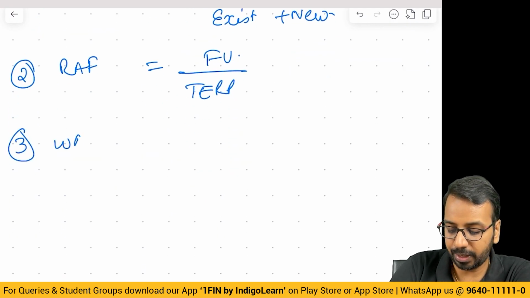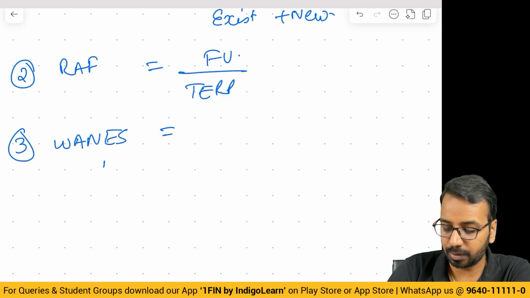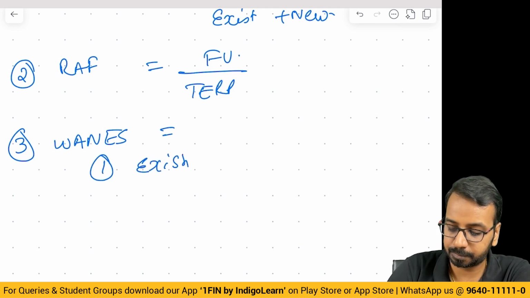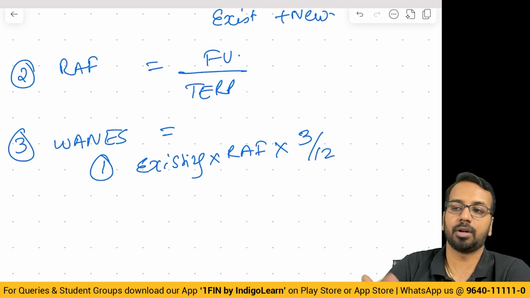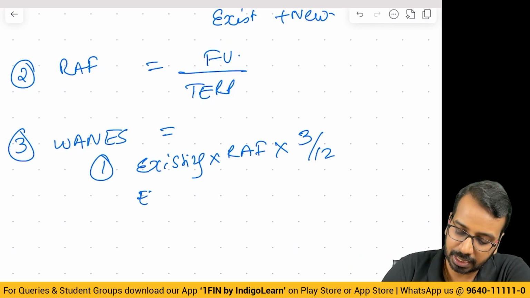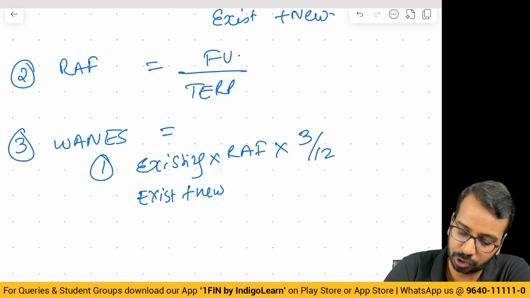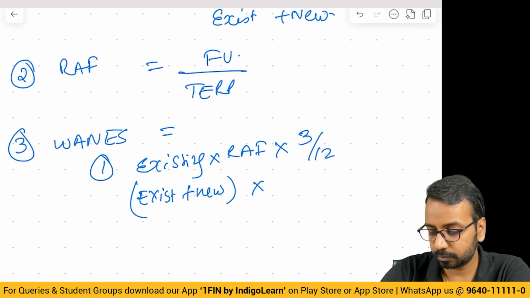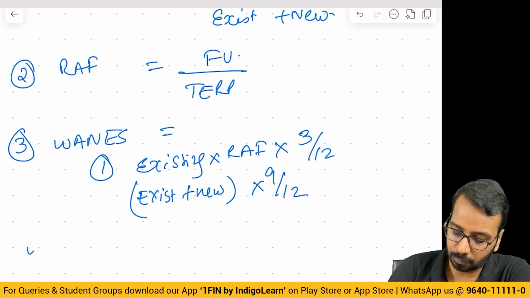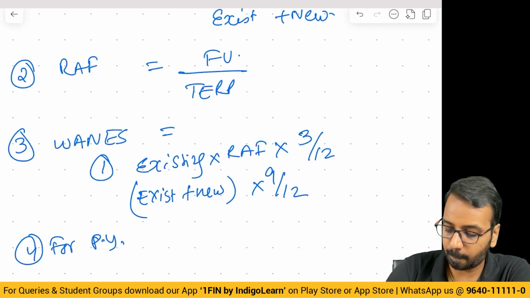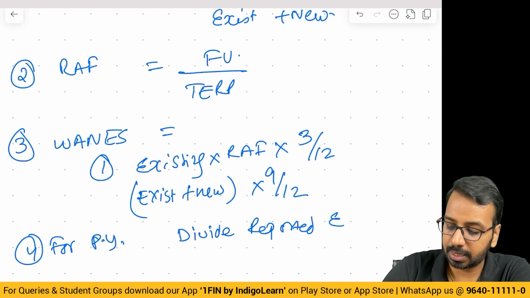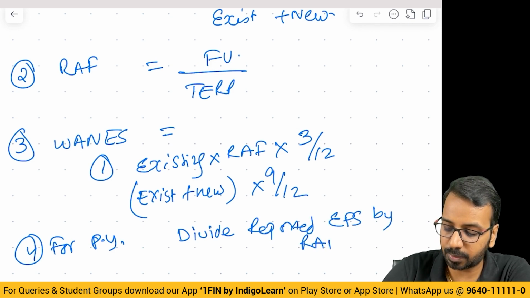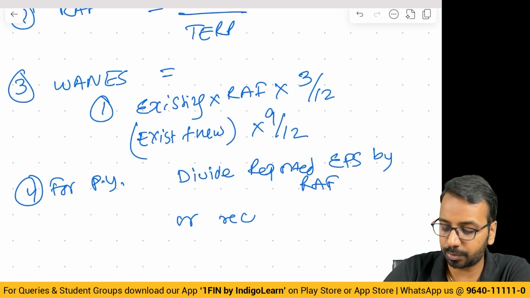Then third, weighted average number of equity shares is equal to first, existing number of shares multiplied by rights adjustment factor multiplied by, let us say, 3 by 12 in our case. It could be 5 by 12, 4 by 12, whatever it is. Then existing plus new multiplied by 9 by 12. For the previous year, divide reported EPS by the rights adjustment factor, or recompute.